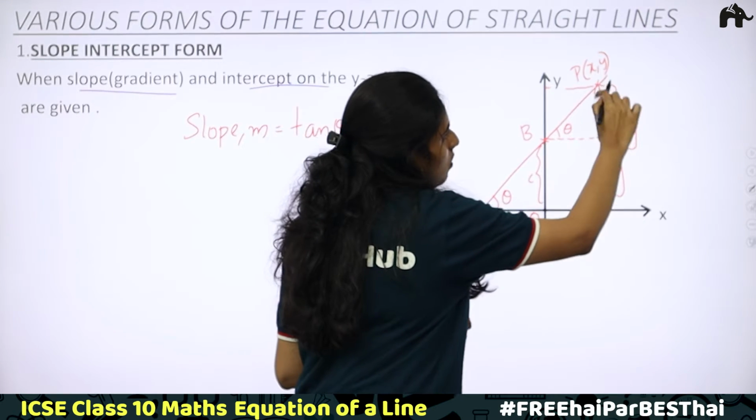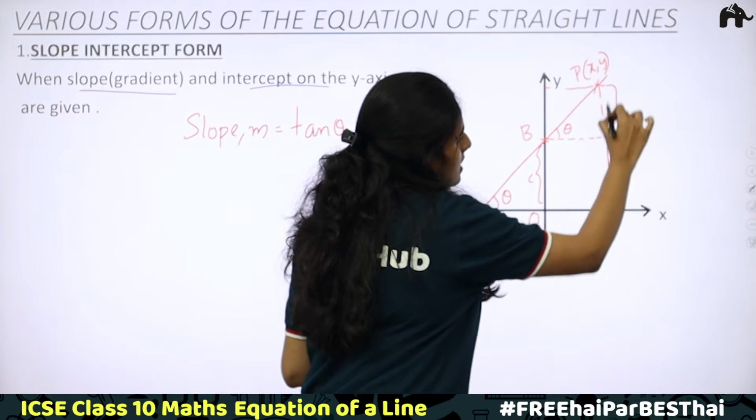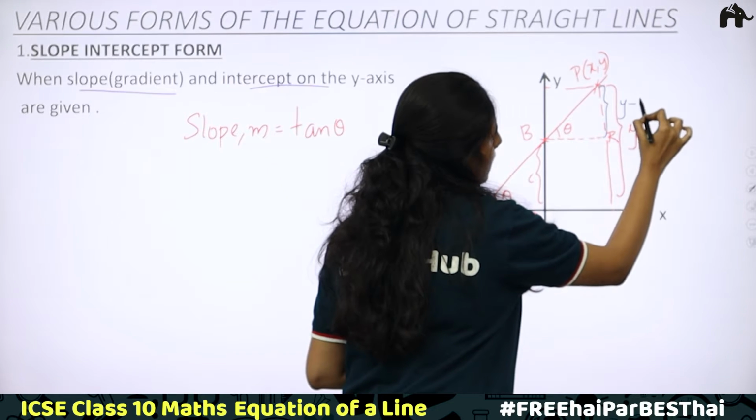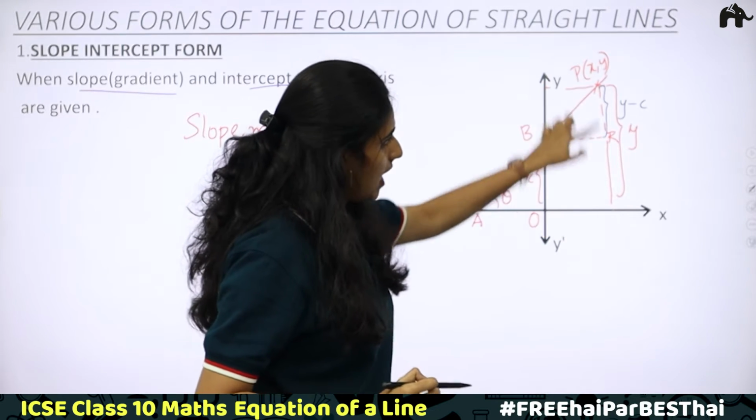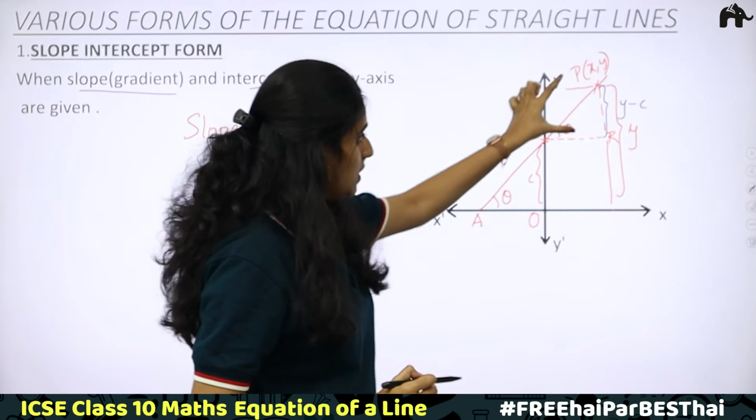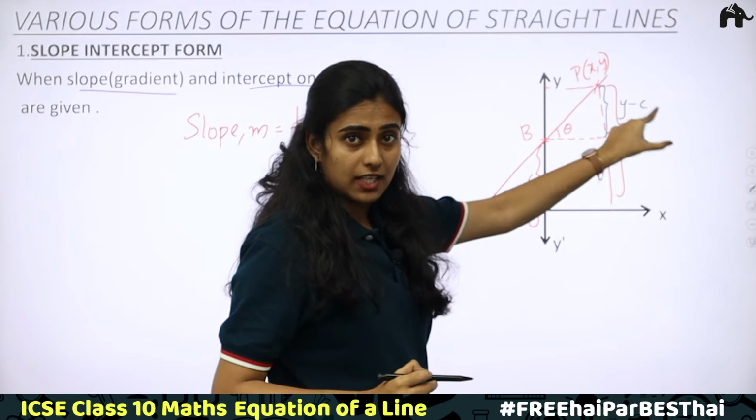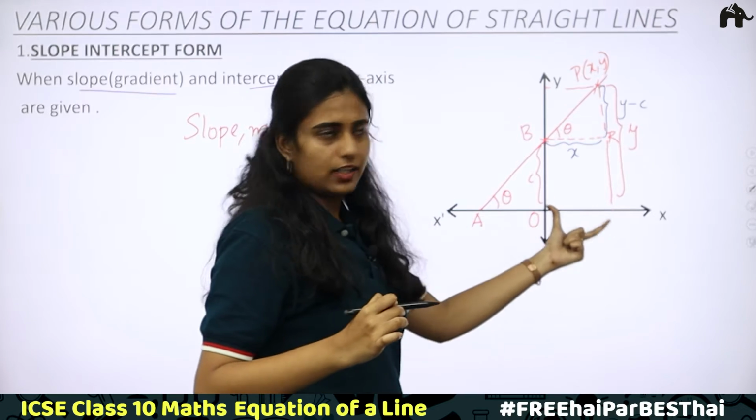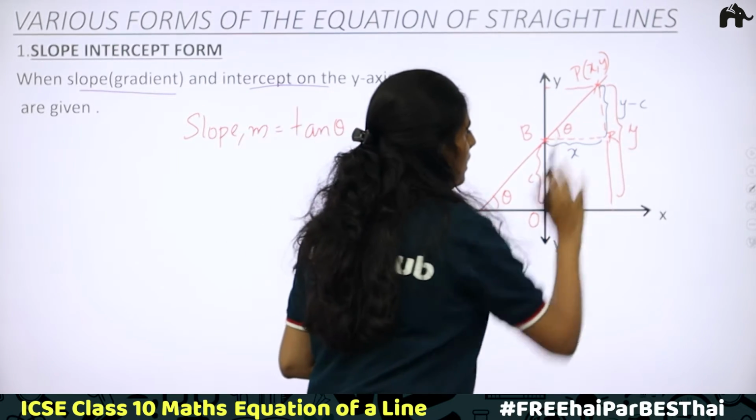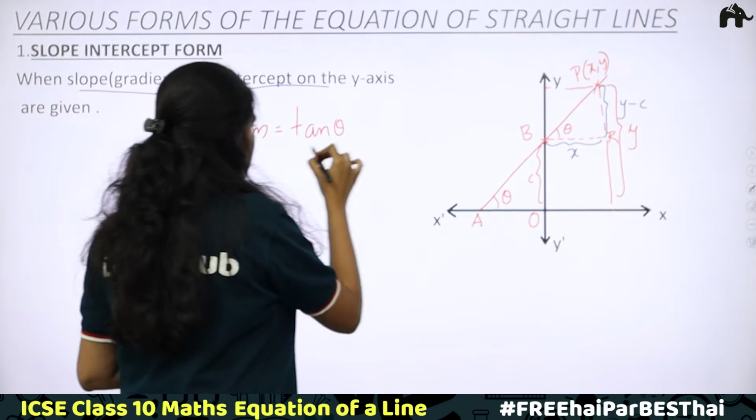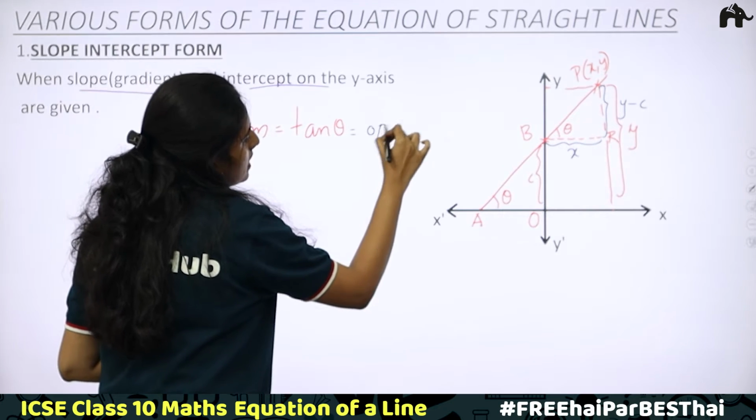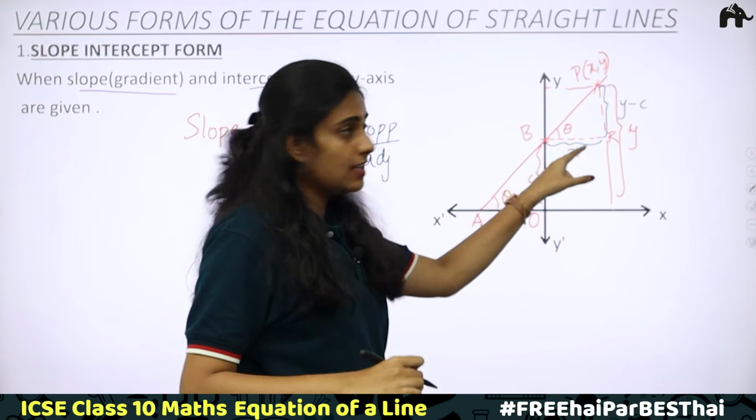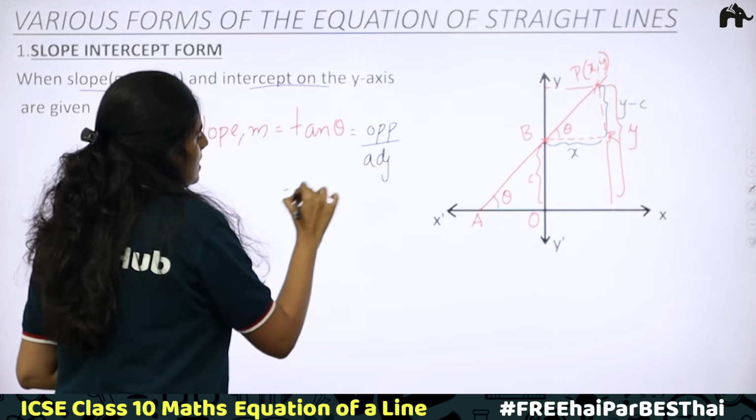Now, here we know this distance PR is equal to Y minus C. This total height is Y and this height is C, which means PR will be equal to Y minus C. What about this distance? This distance is X, that is the X coordinate of point P. Now, when I am taking tan theta, we know tan theta is equal to opposite side divided by adjacent side. Here, this is the opposite side, that is PR.